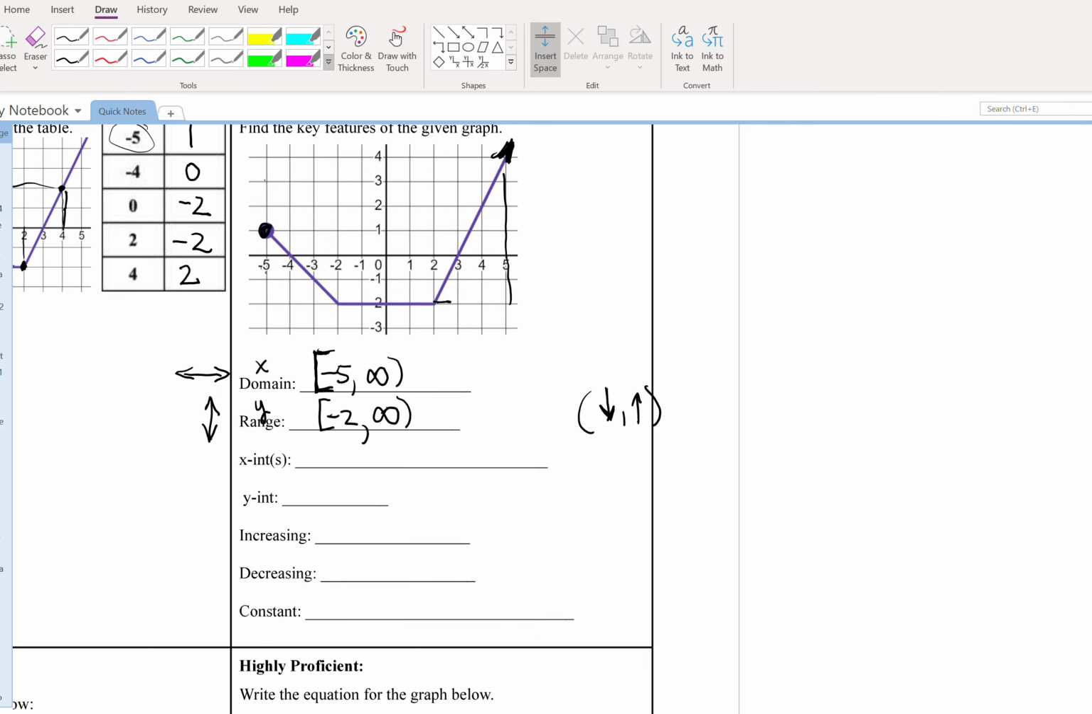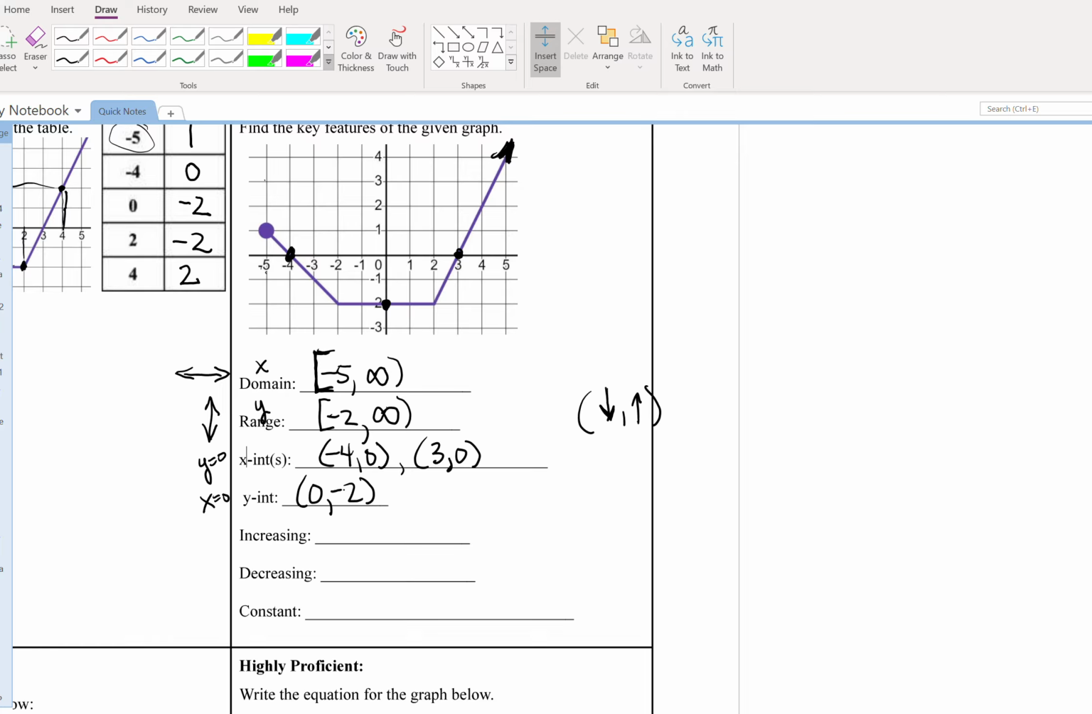So x-intercepts. Where does this thing cross the x-axis? Well, it looks like it crosses right here at -4. So one of them is at -4, 0. And it does have another one, and it's right here. And its x value is 3. So this is 3, 0. Those are my two x-intercepts. Now y-intercept. Looks like it crosses the y-axis down here at -2. So it's at 0, -2. Remember, for x-intercepts, y equals 0, but for y-intercepts, x equals 0. They're just the opposite.